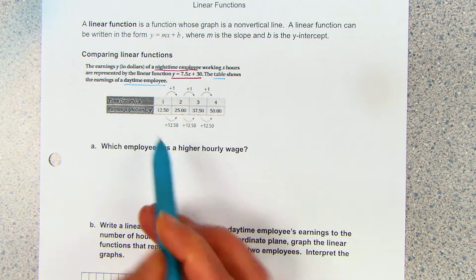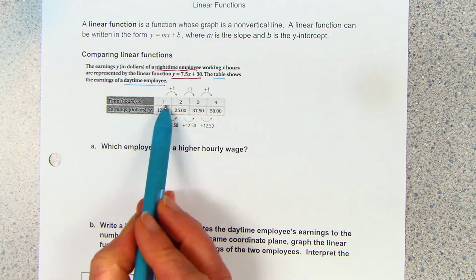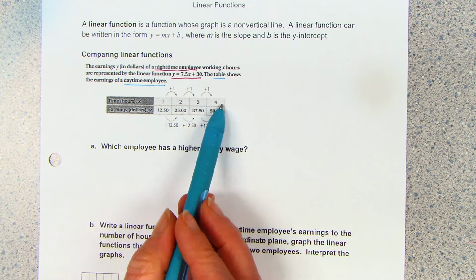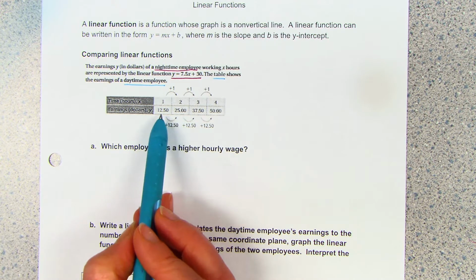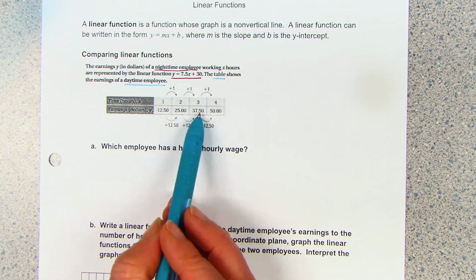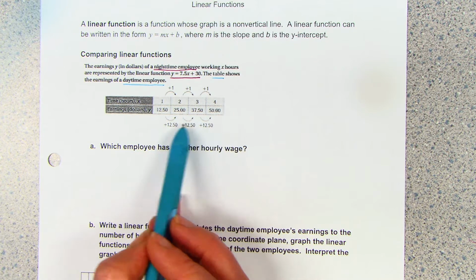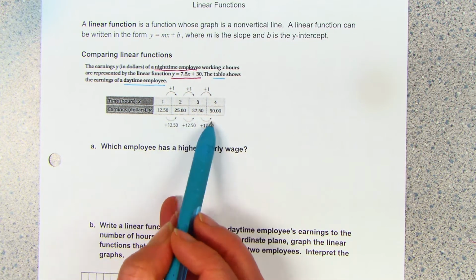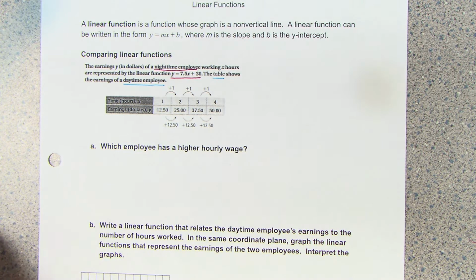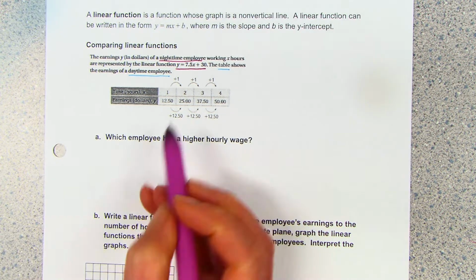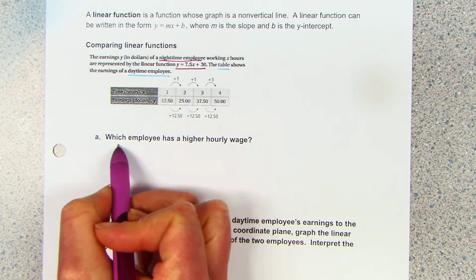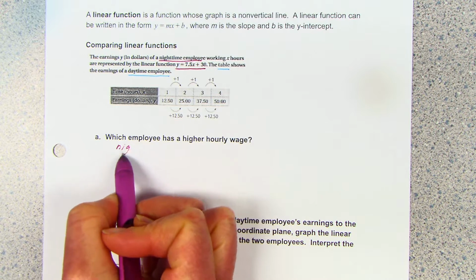So we can see when we're reading about the daytime employee that as the hours go up by 1, the wages are $12.50 and then $25 and $37.50 and $50. So they are going up by $12.50. The first question asks you which employee has a higher hourly wage. So we can look at the nighttime employee.